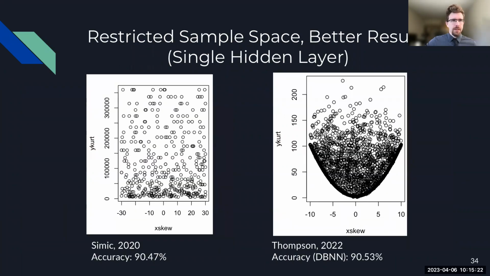Okay, so as promised, I want to talk about CIMIC's work. So here are two graphs representing the data that was simulated. On the left here, we have CIMIC's work, which encompassed a really large range of skewness and kurtosis. The skewness that CIMIC used was -30 to 30, and a kurtosis of over 300,000.